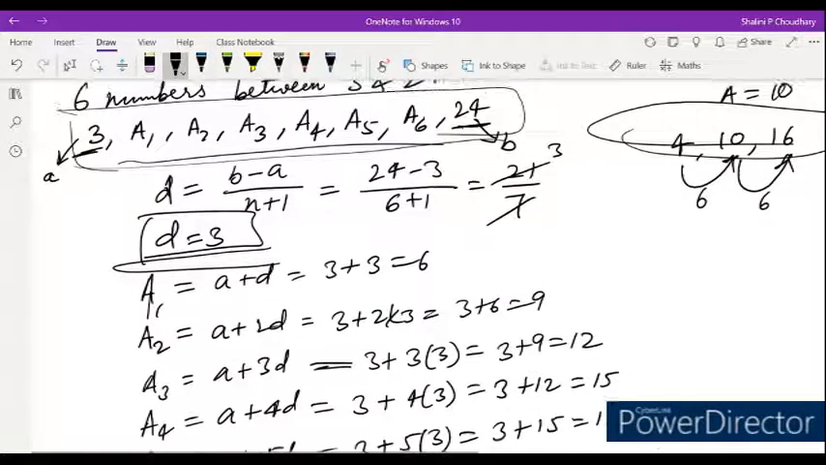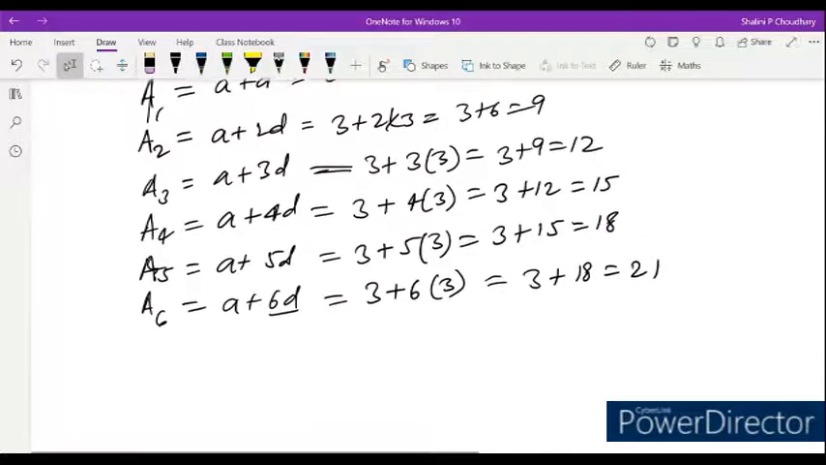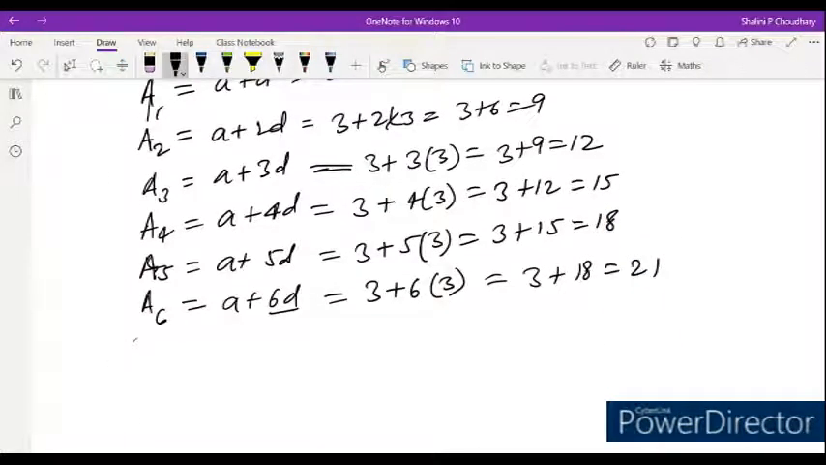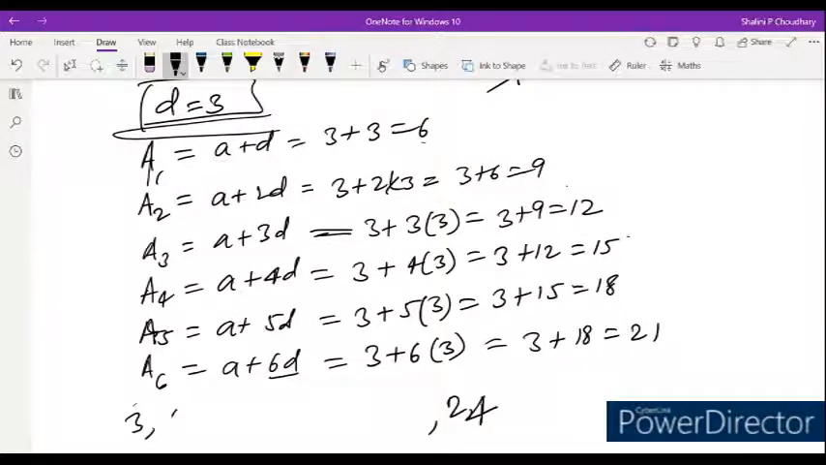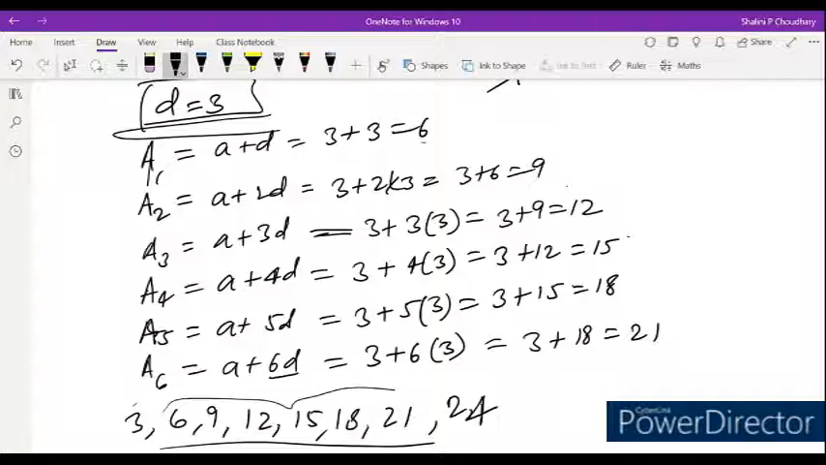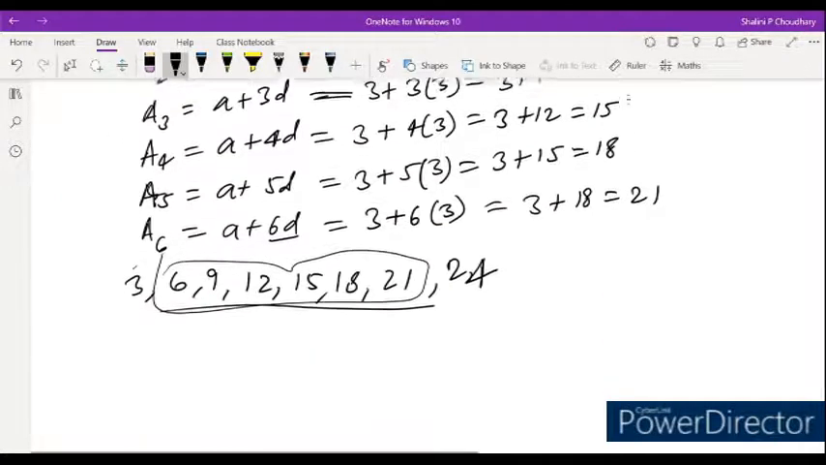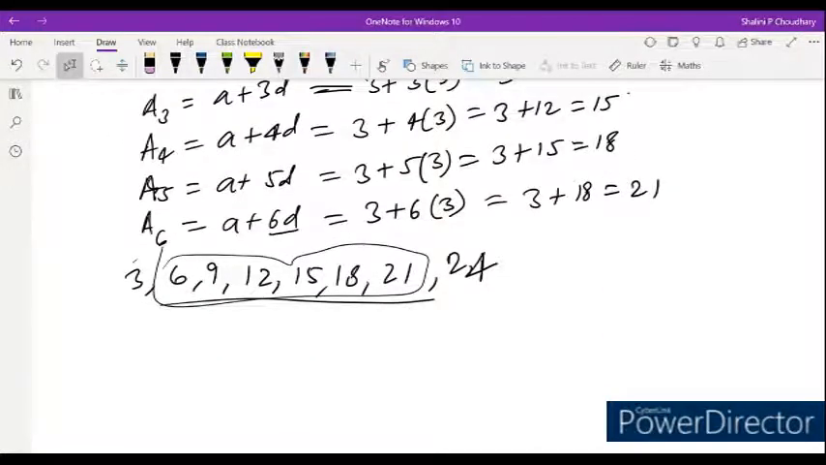Okay, so we have 3 and 24 at the start and end. बाकी के बीच के numbers क्या हैं, that is 6, 9, 12, 15, 18 and 21. So these are the 6 numbers, 1, 2, 3, 4, 5, 6. ठीक है. So the 6 numbers between 3 and 24 are 6, 9, 12, 15, 18 and 21.